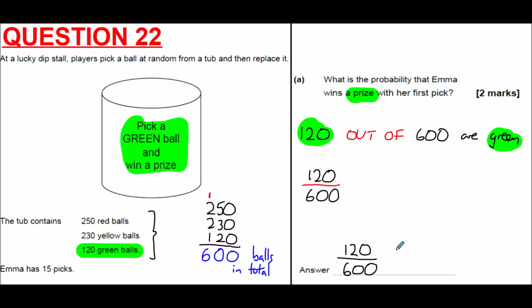If you wanted to simplify it down, the fully simplified answer you should arrive at is 1/5. There's a 1 in 5 chance of picking a green ball and winning a prize.